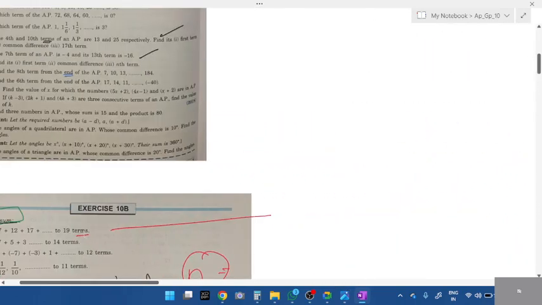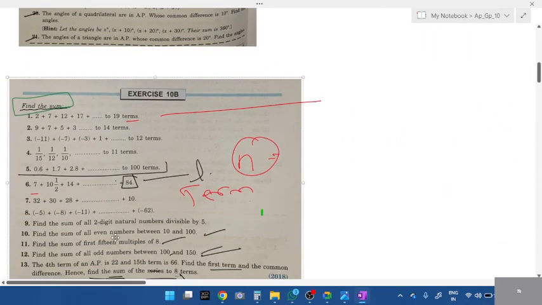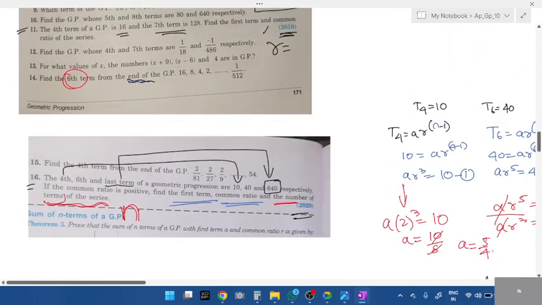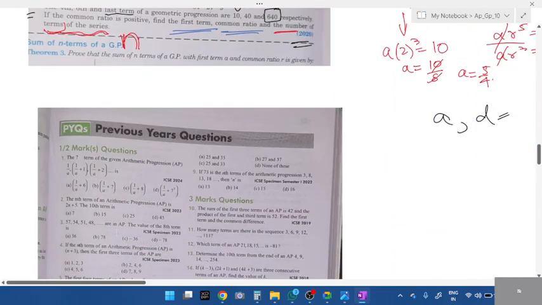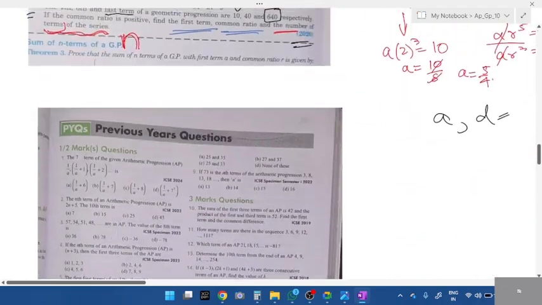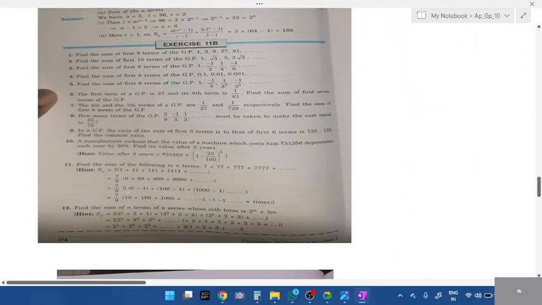First question. Look at the first question, students. Find the sum of the 8 terms. What is n value here? All of you will respond. N is 8. Have they mentioned it is in GP or AP? All of you will respond. Is it GP or AP? Have they mentioned anything?